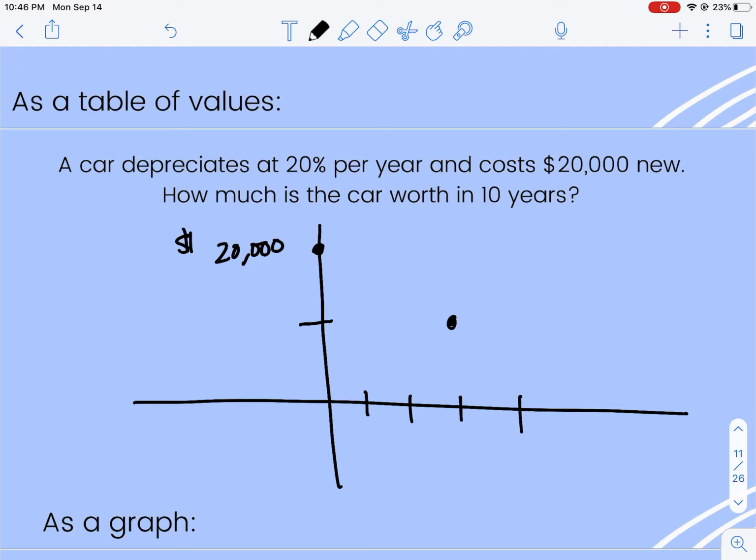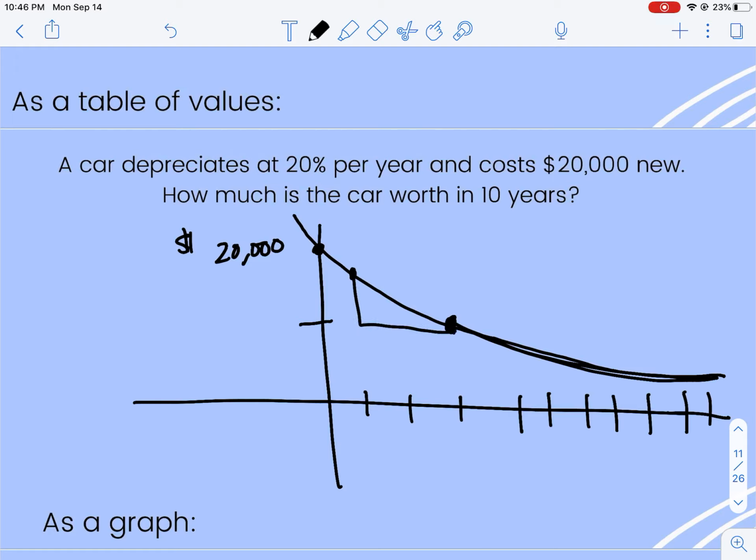But what happens at 4, 5, 6, 7, 8, 9, 10? Well, what happens is we have this big loss here, but then our loss kind of flattens out. So we still lose money, but not so much. The price differential between a 1-year-old car and a 3-year-old car, that's a big loss. The price differential between a 10-year-old car and a 12-year-old car, not that much. So that's what it looks like as a graph.